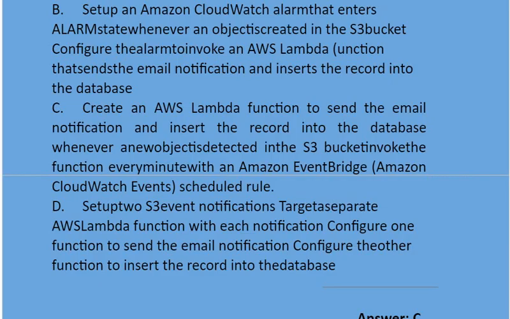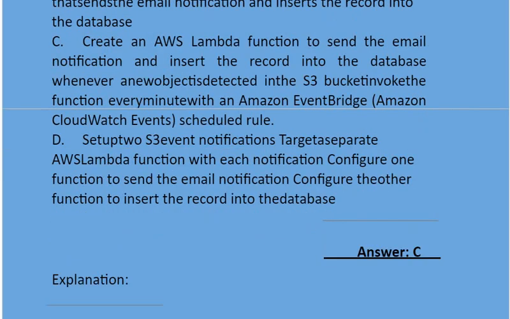Option D, set up two S3 event notifications, each targeting a separate AWS Lambda function. With each notification, configure one function to send the email notification. Configure the other function to insert the record into the database. Correct answer is option C.